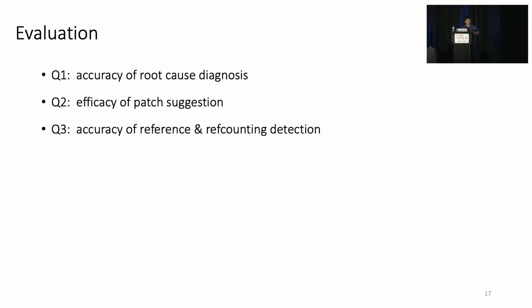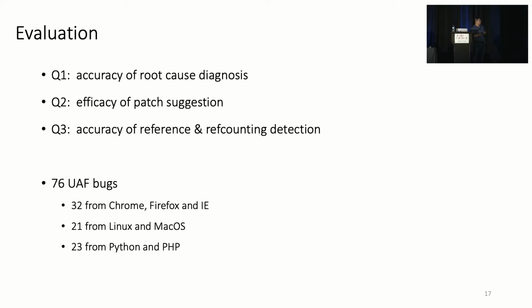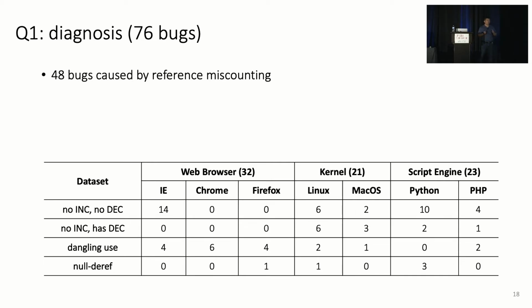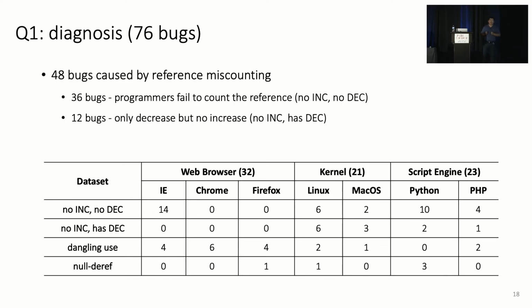And we do evaluation to understand how good our tool is regarding 3 questions: how accurate is our root cause analysis, how effective is our patch suggestion, and finally, how accurate is our reference recovery and reference counting correlation. We applied our tool to 76 bugs from browsers, operating systems, and language interpreters, and here's the result. So among 76 bugs, we have 48 bugs caused by reference miscounting, and this table shows more details. But overall, there are 36 bugs that are due to programmers forgetting to increase the counter and forgetting to decrease the counter, which means there's no ref counting at all for this new reference.